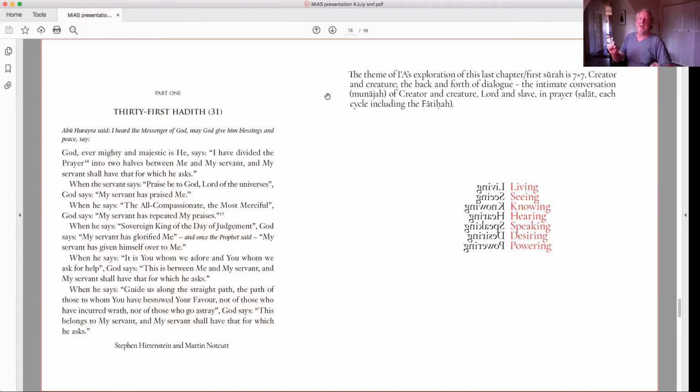The first thing he speaks about with this Fatiha is the 7 and 7. So the 7 verses: 7 verses for God, 7 verses for us. So 7 and 7. Creature and creator, Lord and slave. All these 7 attributes, or 7 descriptions of God, he's the living, the seeing, the knowing, are on the flip side, on the projected screen of the shadow play. We are also living, seeing, knowing, hearing, speaking, desiring, empowering. So these 7 are mirrors of each other. So the 7 verses of the Fatiha mirror, one for the creator, one for the creature.